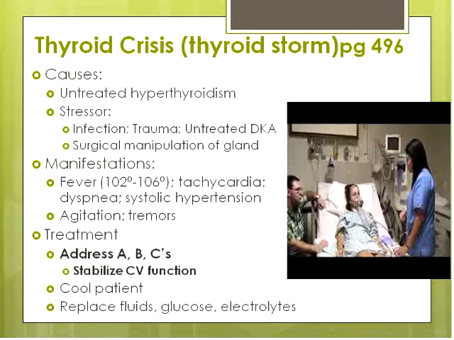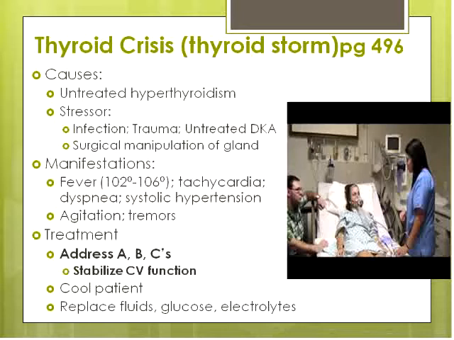Thyroid crisis. Remember that with hypothyroidism it was myxedema coma? With this one, it's called thyroid crisis or thyroid storm. The causes: untreated hyperthyroidism or stressors, such as infection, trauma, untreated DKA, surgical manipulation of a gland, this gland. And this is why you want them euthyroid when they're getting ready to take it out. Okay?